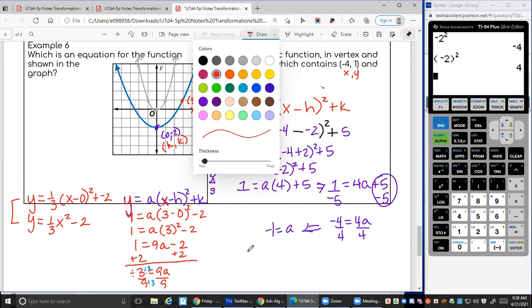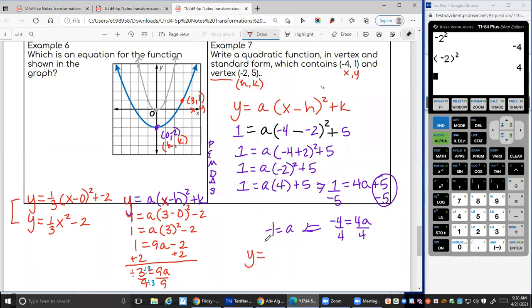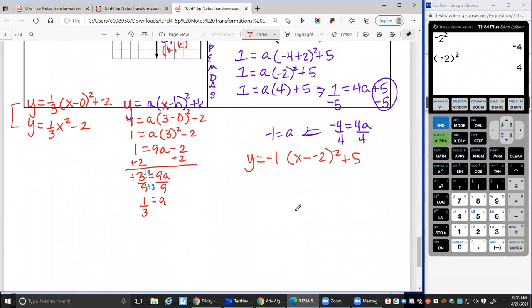Ladies and gentlemen, our final answer will have x and y remaining in it. So a was -1. X will remain in there minus -2 squared plus k was 5. We can clean it up just a little. Negative x plus 2 squared plus 5. Any questions on this?